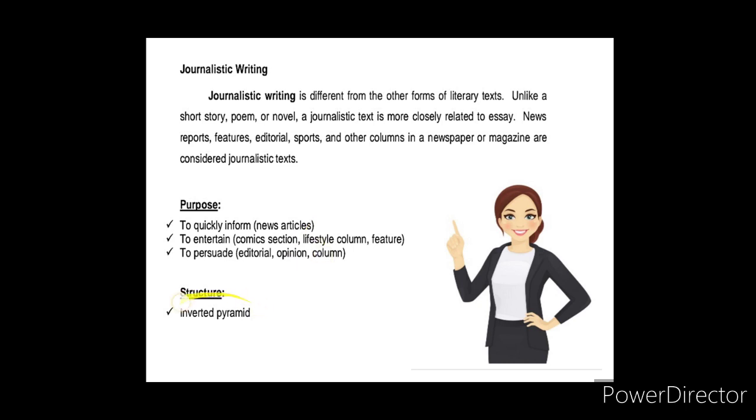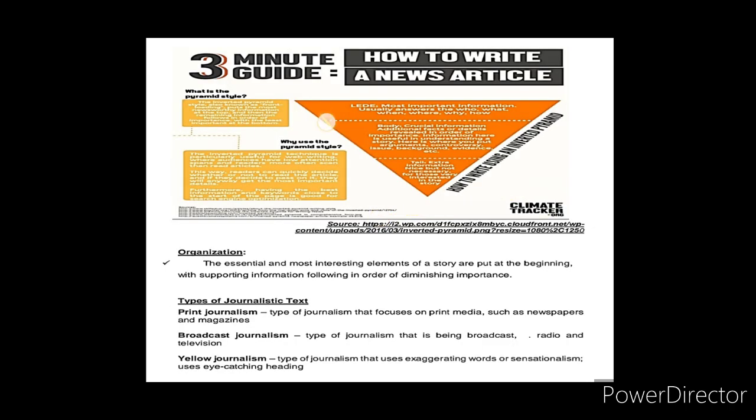And inverted pyramid is the structure of journalistic writing. So this is an example of inverted pyramid, wherein you will start with the most important information. You can also see here the lead, the 5 W's and 1 H, the who, what, when, where, why, and how. And of course, we have the body. And the last one is the conclusion or the least important information you can find here at the bottom.